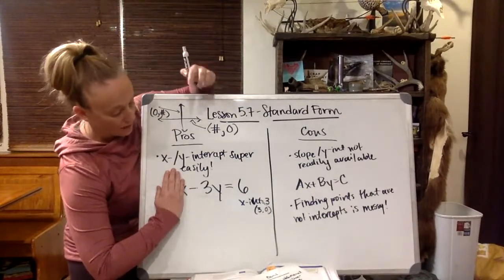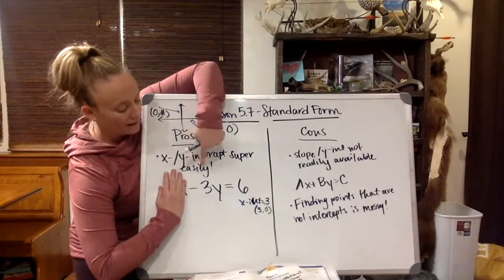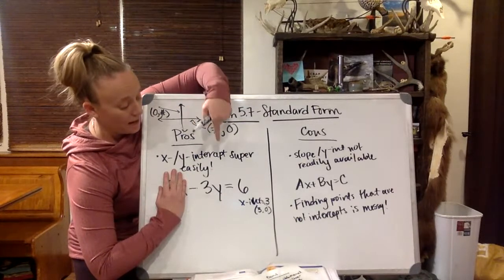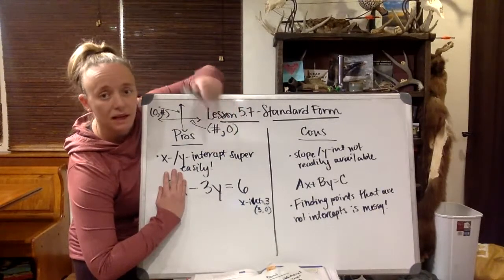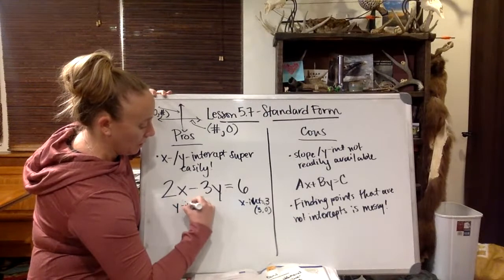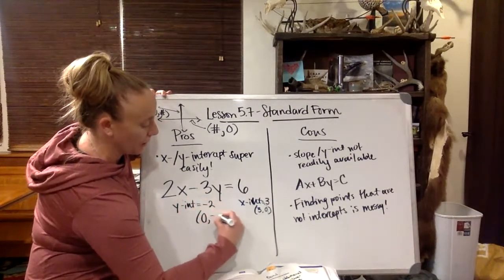Then I have this equation. So using the hand rule, I'm covering up 2x. I now have negative 3y is equal to 6. That means if I were to solve this, y has to be negative 2 to get a positive 6 out of this equation. So my y-intercept equals negative 2, or 0 comma negative 2.